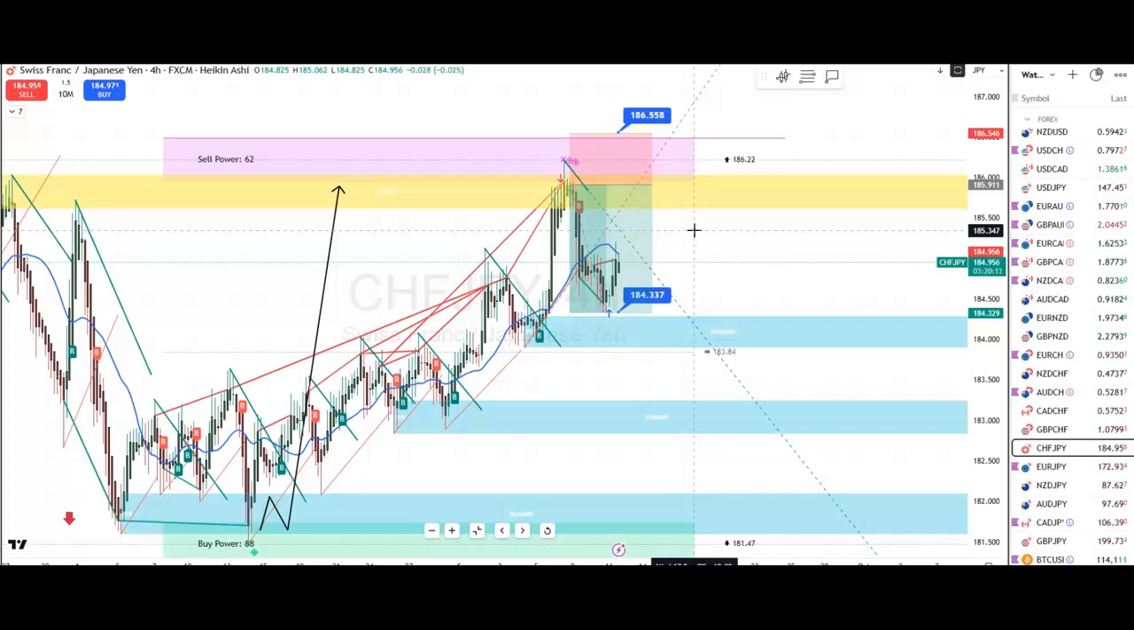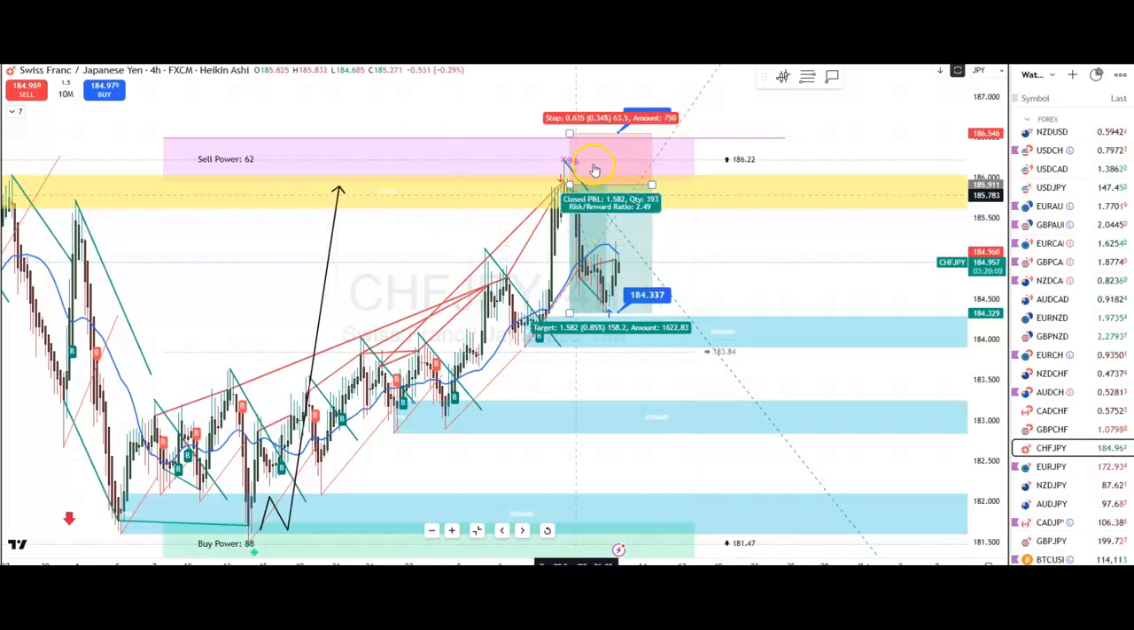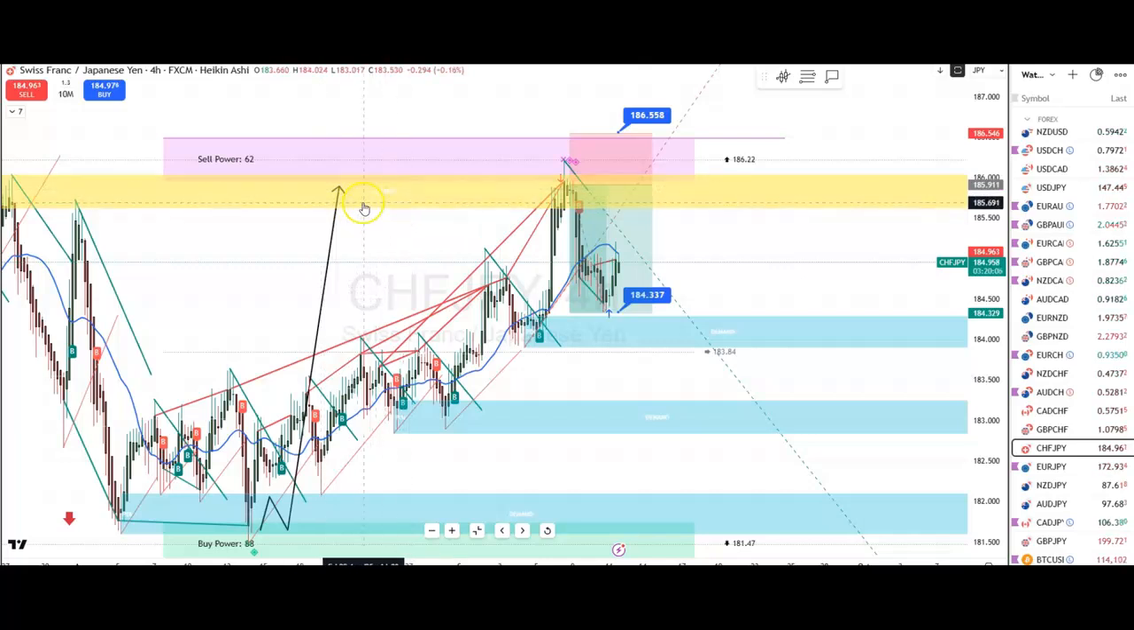And as we can see, we had a sell power of 62 into supply. Supply is highlighted in yellow. You can make these whatever color you want. Just make sure the settings are correct, and a sell power of 62 combined.